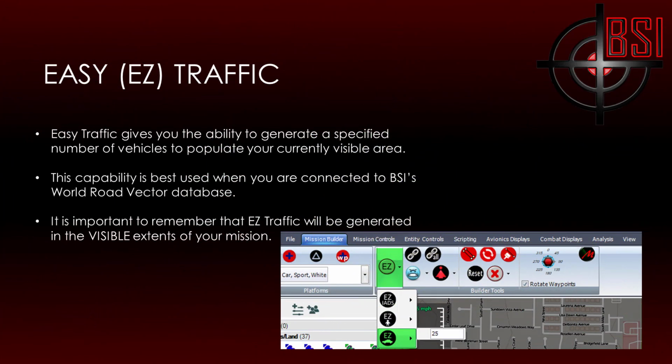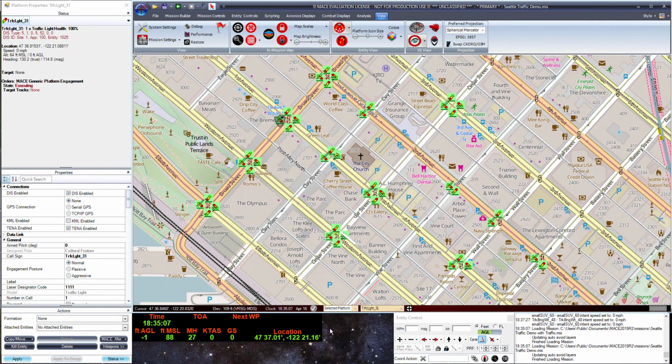Easy Traffic gives you the ability to generate a specified number of vehicles to populate your currently visible area. If you have road vectors loaded, MACE will attempt to attach the vehicles to these roads at random locations. This feature can assist you in quickly creating vehicle traffic in your MACE scenario.